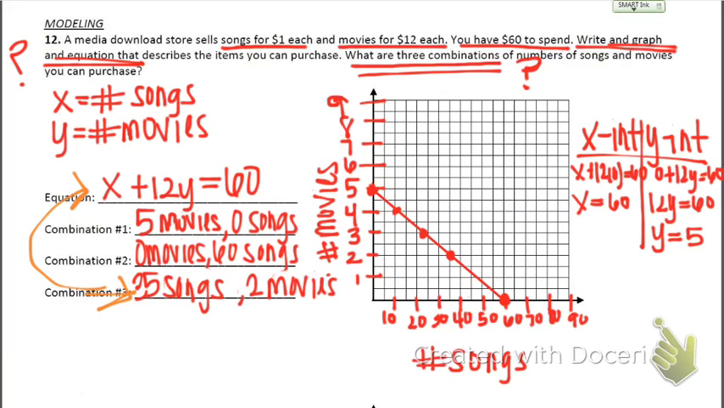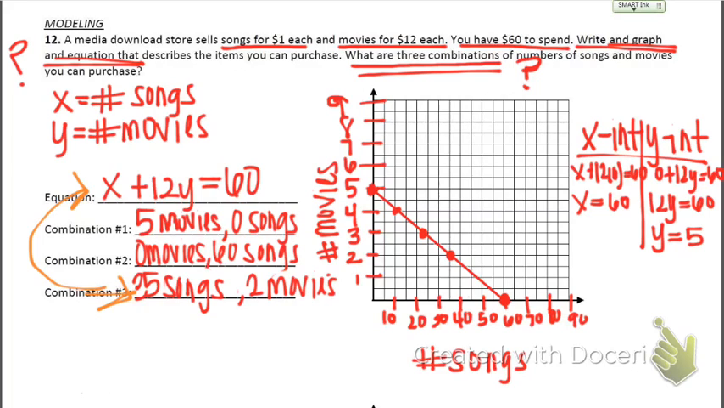Okay, Jen? Okay, so 4 movies, 12 songs is the next one. And you can check it by plugging it back in. So I'll tell you guys right now, it would be a good idea to star numbers 12 and 13 because there is a question like this on your test. Okay? I'm not trying to surprise you. It is on your test. You can check that your solution is correct by plugging it back in.